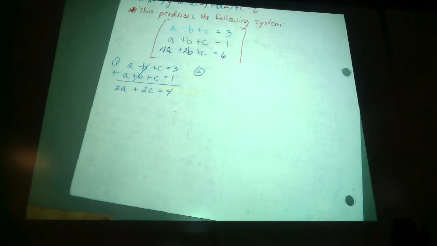So step 2. What other two equations could I put together to get rid of the b's?